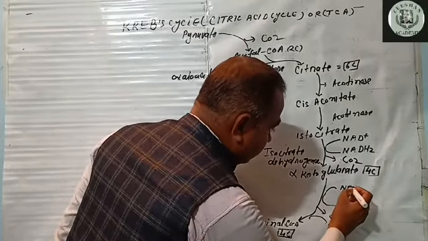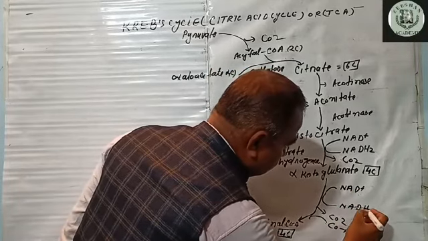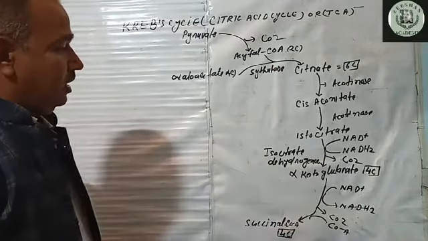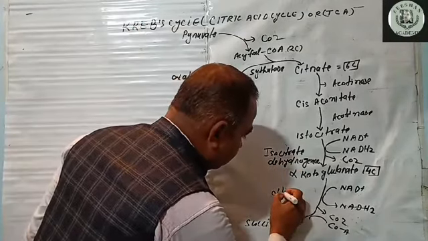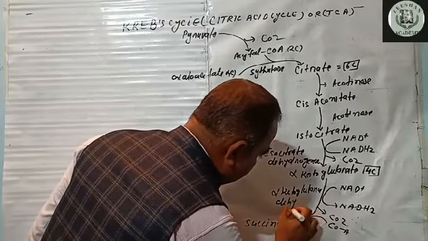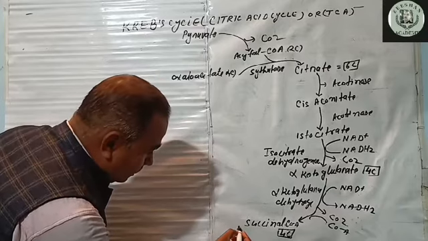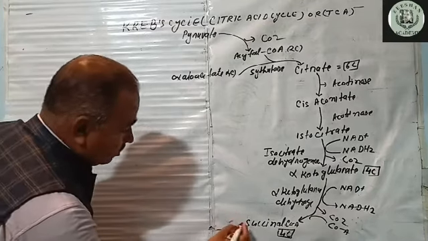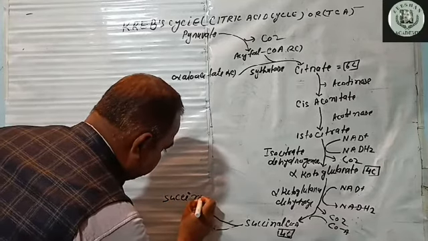Finally, NAD is converted into NADH2. This step is catalyzed by the enzyme alpha ketoglutarate dehydrogenase. In the next step, the succinyl CoA is converted into succinate.